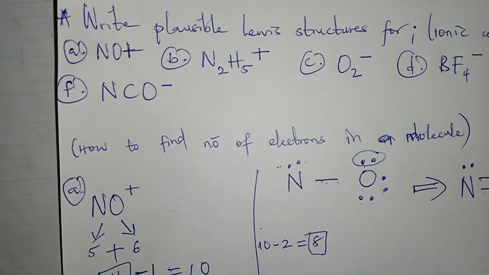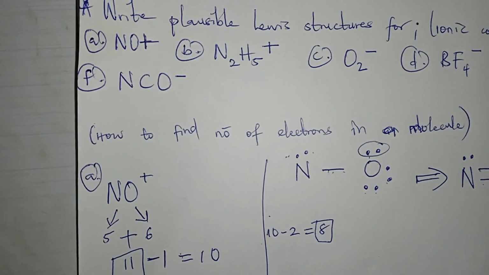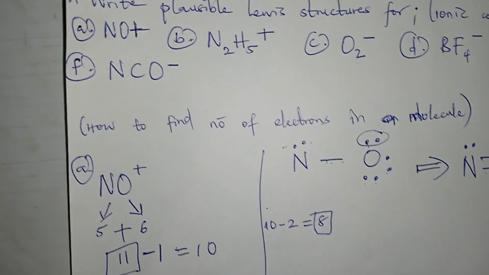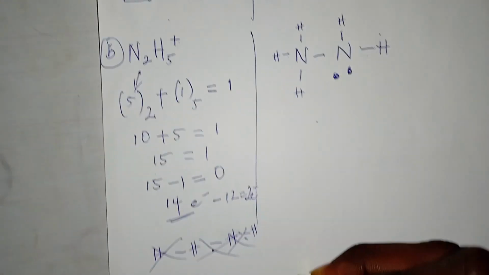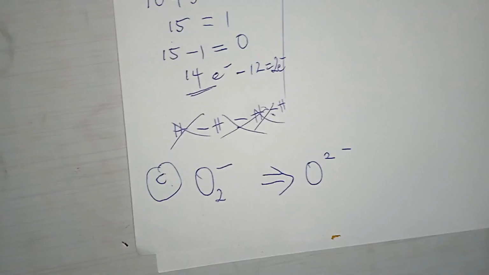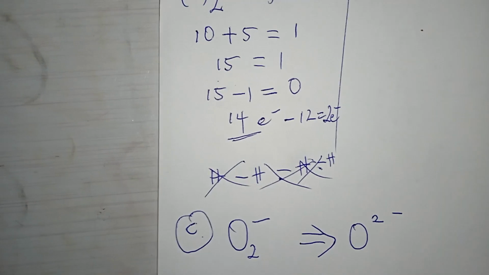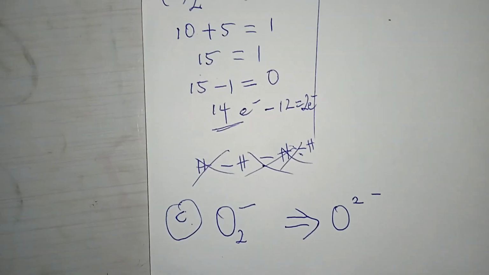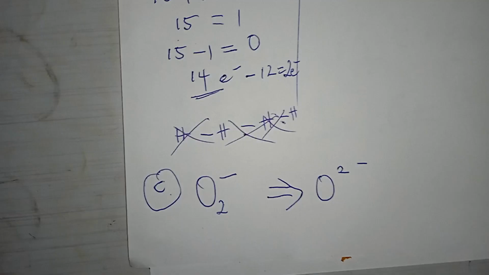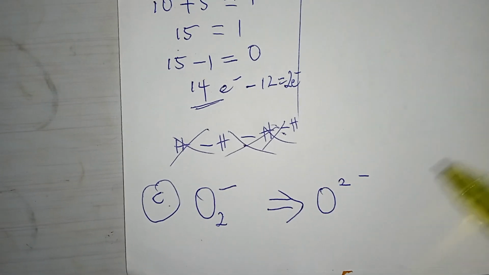C is giving us O2 minus. Now I tell you, there's nothing like O2 minus. What we have is O raised to power 2 minus. And this is an ion that you find in most metallic oxides, or you say in most alkali and alkaline earth metals such as sodium, magnesium and the rest. So even in some cases you have it in lithium. So you just need to know that this is what you have.